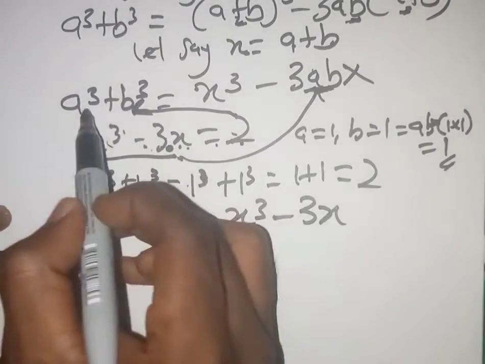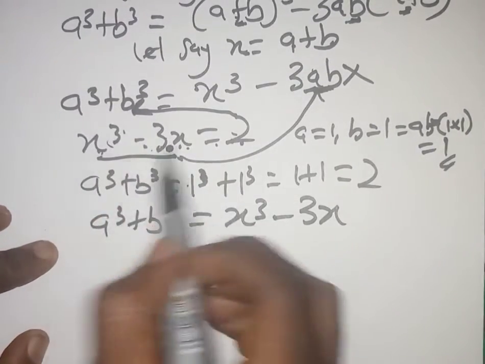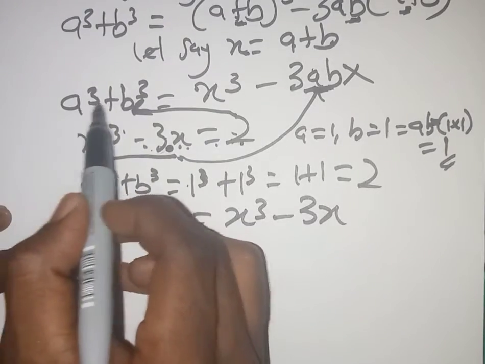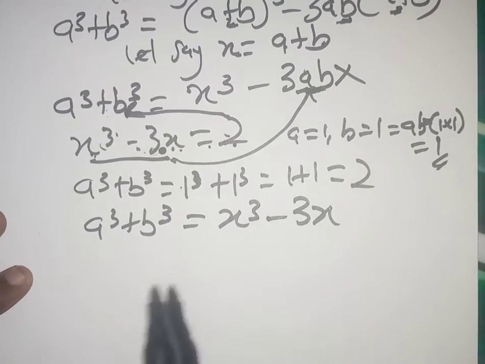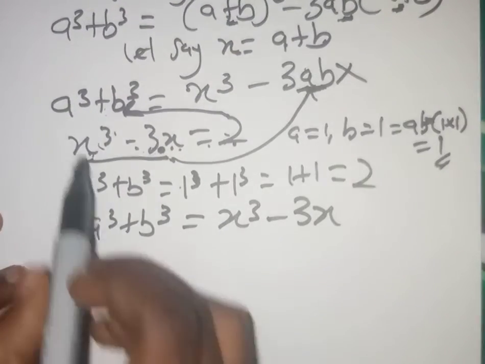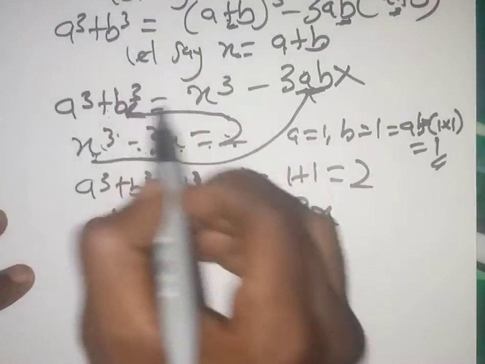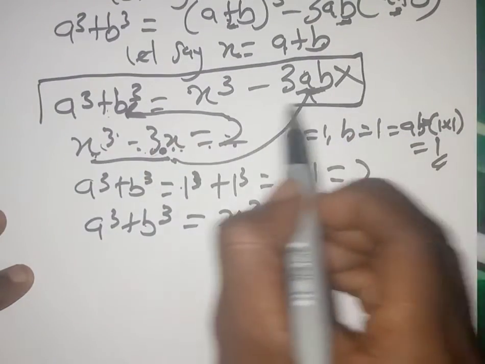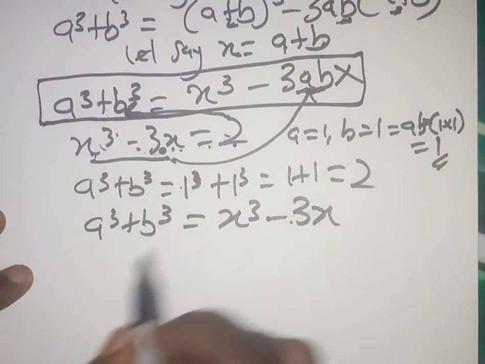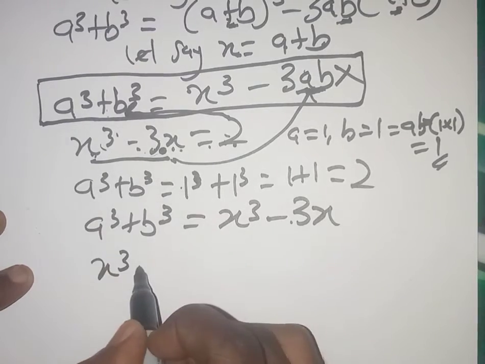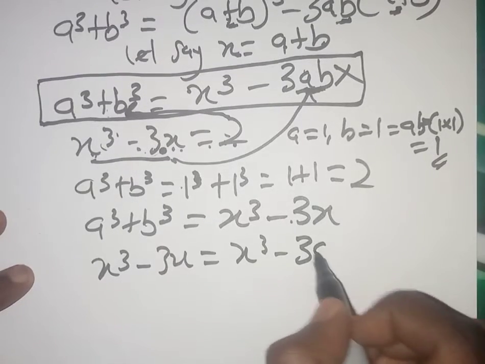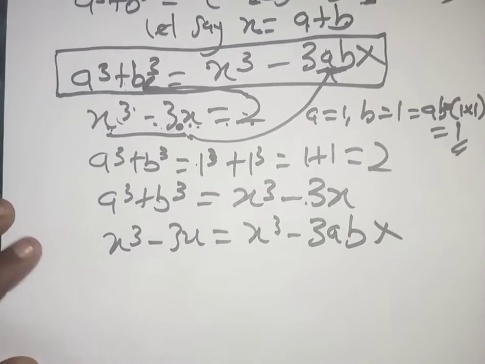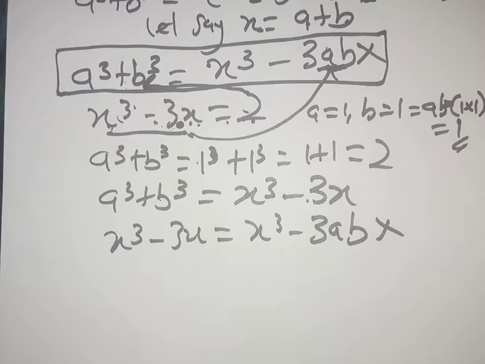So we are safe to say that a cube plus b cube is basically equal to that, and this is the reason why I made a cube plus b cube the subject, just to make a comparison over here. Now I'll go ahead and further simplify. Since we have this equal to that, let's substitute it there. So we have s cube minus 3x here being equal to, over here, s cube minus 3ab, and then x in this case. So realize that we can then go ahead and simplify that, right?